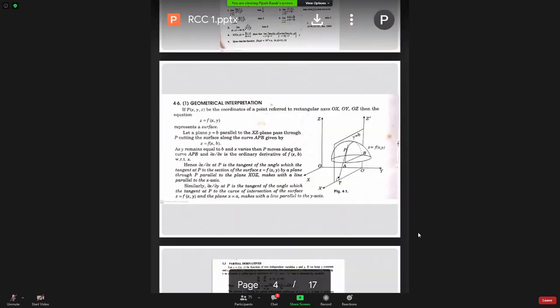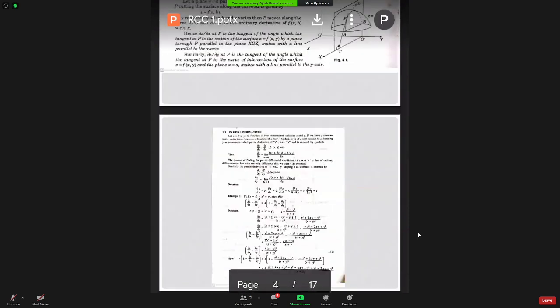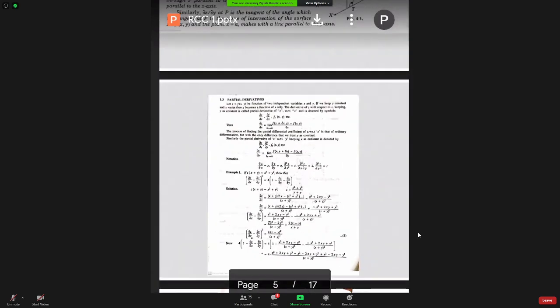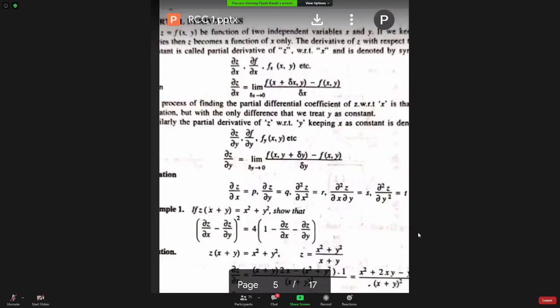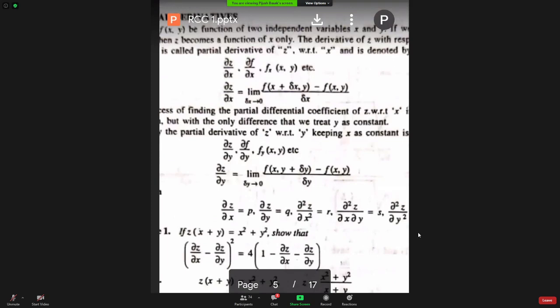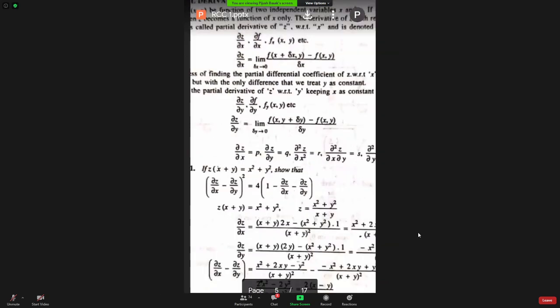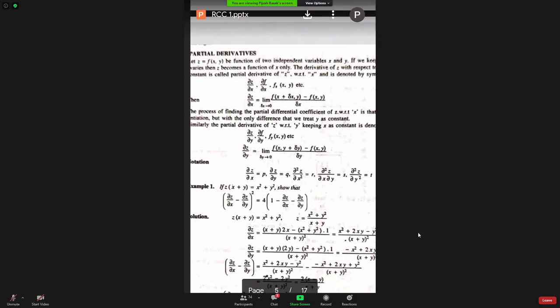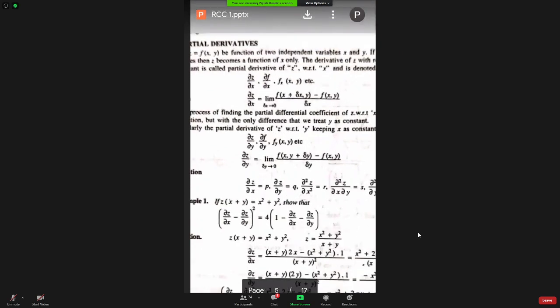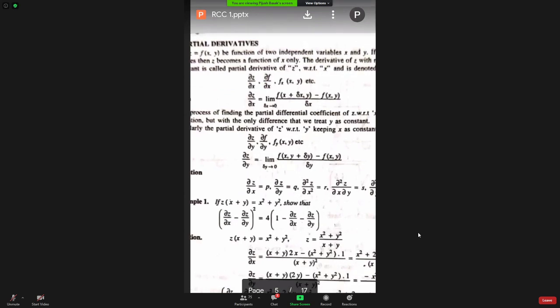Page 5. Sometimes it is written as f suffix x. I am showing you here f suffix x, and the value is del z del x is equal to the limit as delta x tends to 0 of f(x plus delta x, y) minus f(x,y) by delta x. So we know that it is the increment. Del z del x means, we know that a derivative means the increment. Derivative dy dx means it is some increment of y with respect to x. That I have learned from the 12th level.